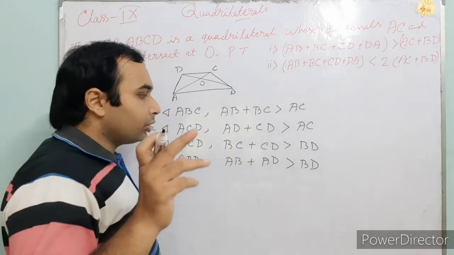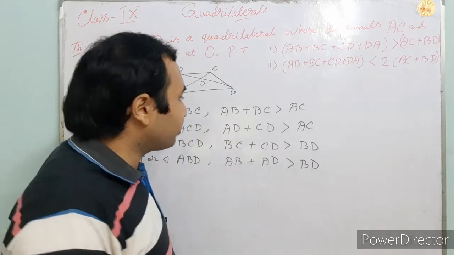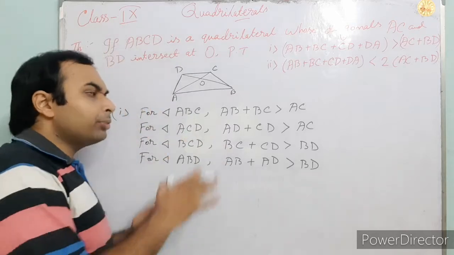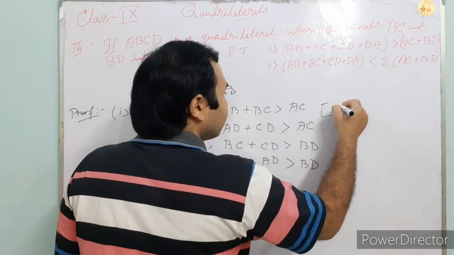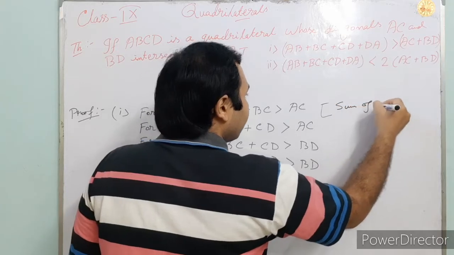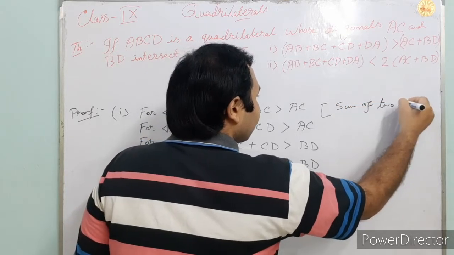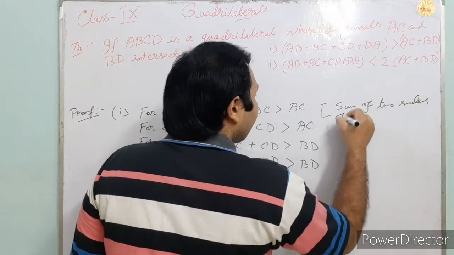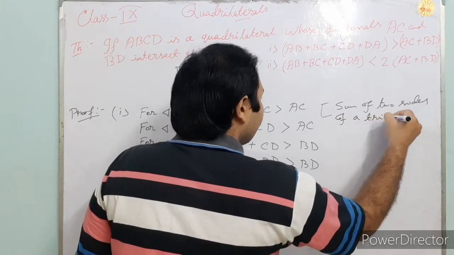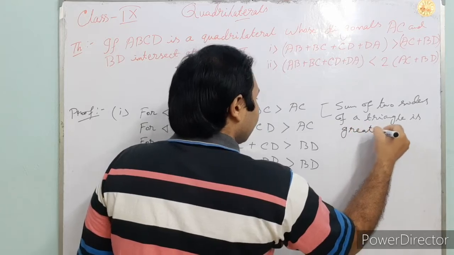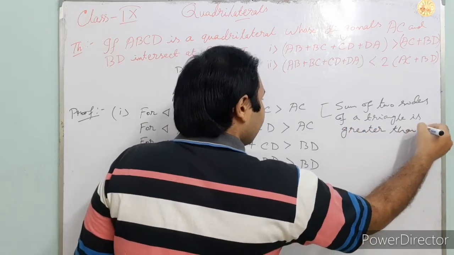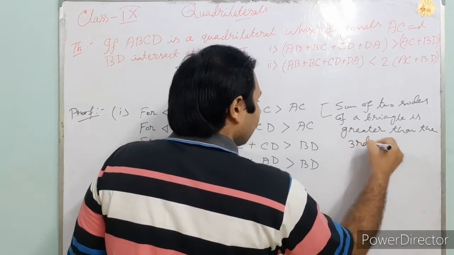Actually, inequality was not in your syllabus, that's why I skipped that, but simple properties were there. Here you can write that the sum of two sides of a triangle is greater than the third side.